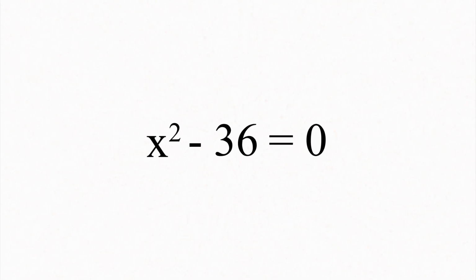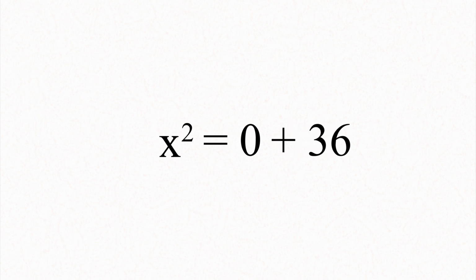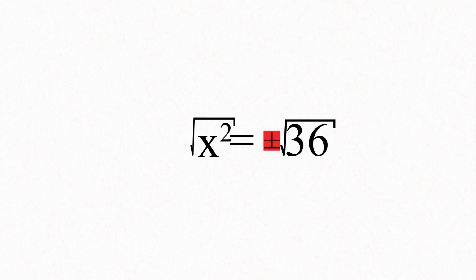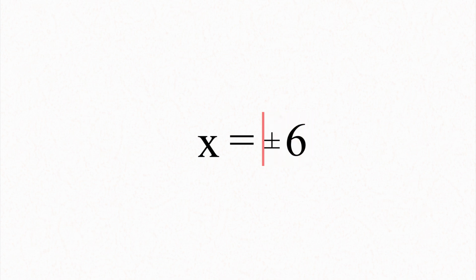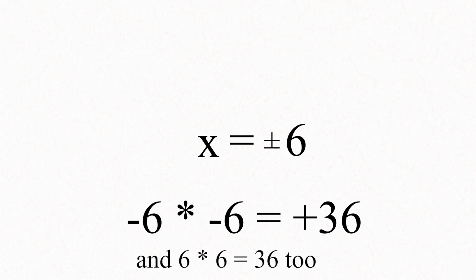How do we solve x squared minus 36 equals 0? First we move minus 36 to the right side and change its sign to the opposite, and we get x squared equals 36. Then take the square root of both sides and write plus minus in front of the root of 36. The square and the square root cancel each other out. The square root of 36 is 6, so the answer is plus minus 6. This is because minus 6 times minus 6, minus times minus equals plus, and 6 times 6 is 36.